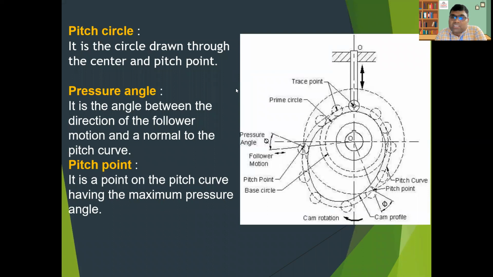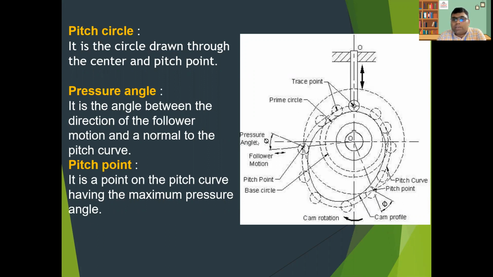So what is the pitch circle? You can see what the pitch circle is. This is a pitch point, and the circle is drawn through the pitch point, with the center of rotation the same as the previous circle. So all these circles are concentric circles, you can say.